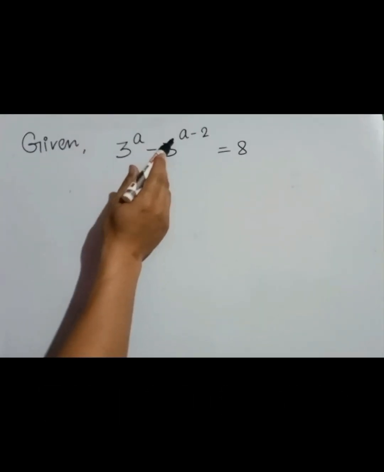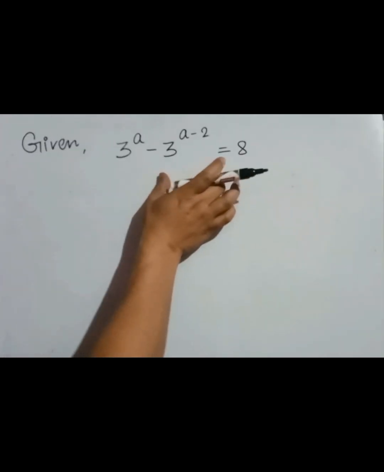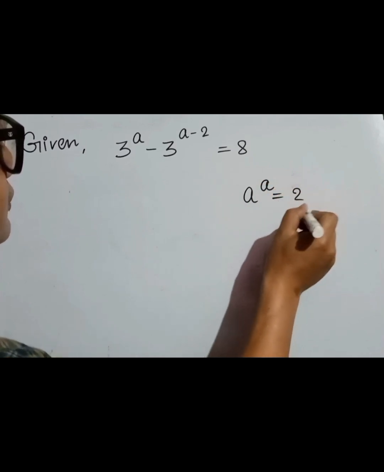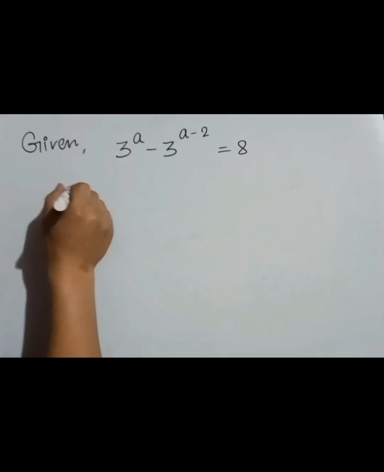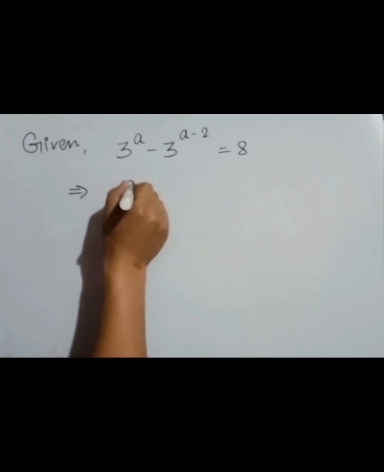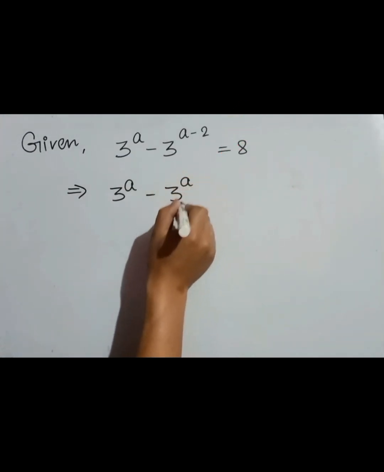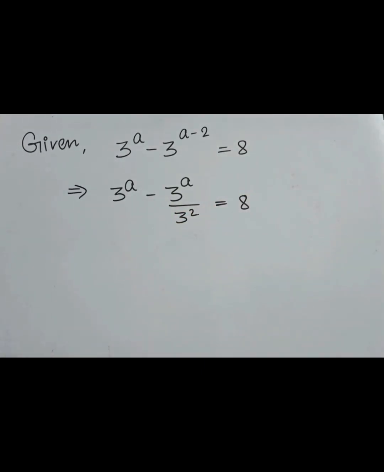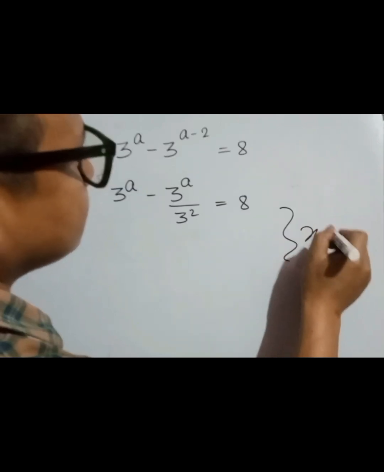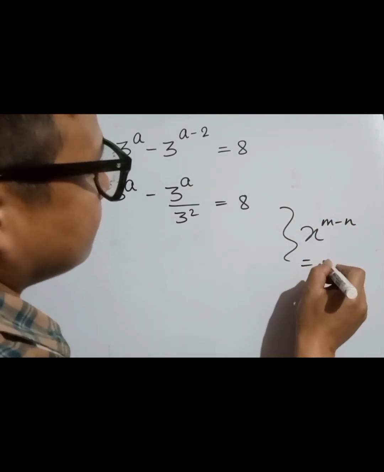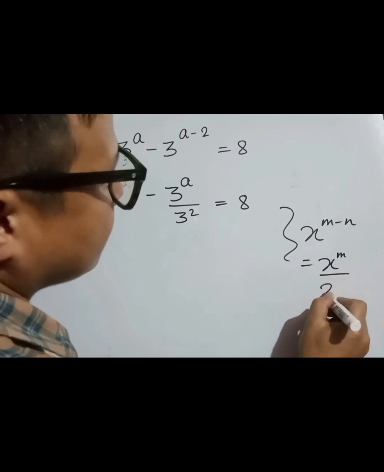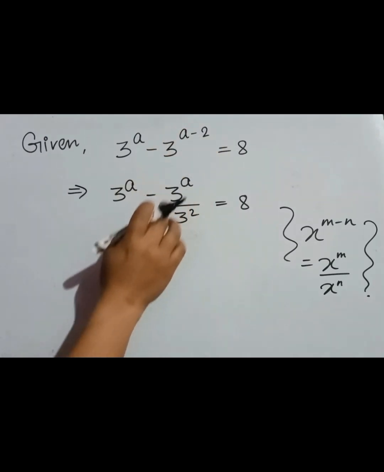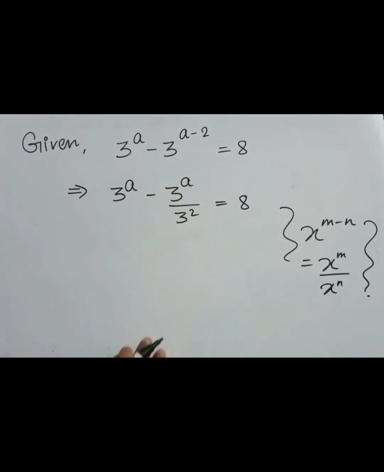Given 3 raised to the power a minus 3 raised to the power a minus 2 is equal to 8. By solving this equation, we have to find the value of a raised to the power a. Now, first of all, we have to simplify the second term, 3 raised to the power a minus 2. The second term is equal to 3 raised to the power a upon 3 raised to the power 2, because we know one rule of exponent and power, that is x raised to the power m minus n is equal to x raised to the power m upon x raised to the power n. So 3 raised to the power a minus 2 is equal to 3 raised to the power a upon 3 raised to the power 2.